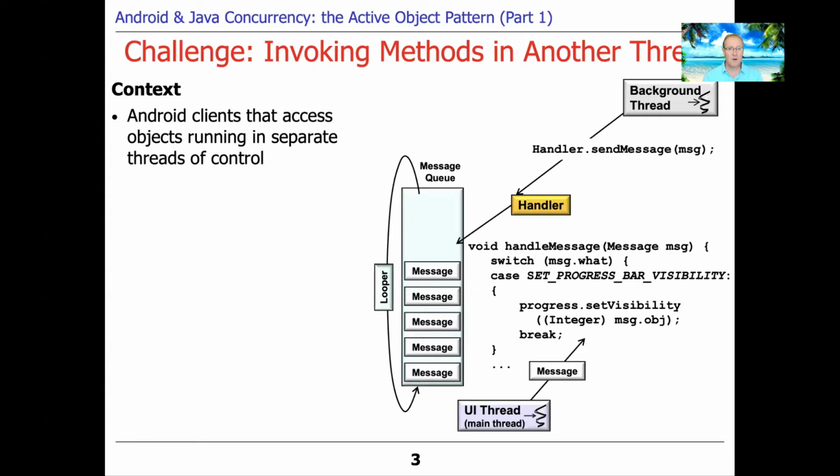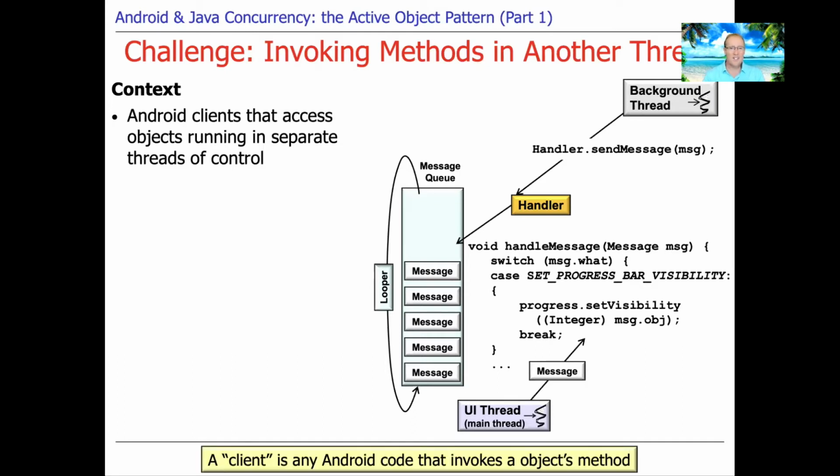The context we're going to focus on in this video will be Android clients that want to access or manipulate objects that are running in a different thread of control. Imagine, for example, we've got a background thread that's doing some work and it wants to send some information, a message, from the background thread to the user interface thread to tell it to do something. In this context, a client is anything that invokes an object's methods.